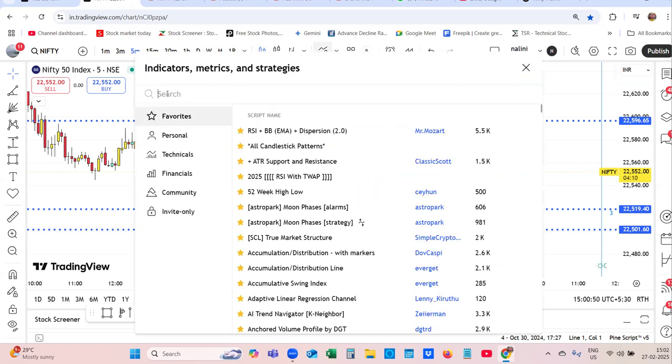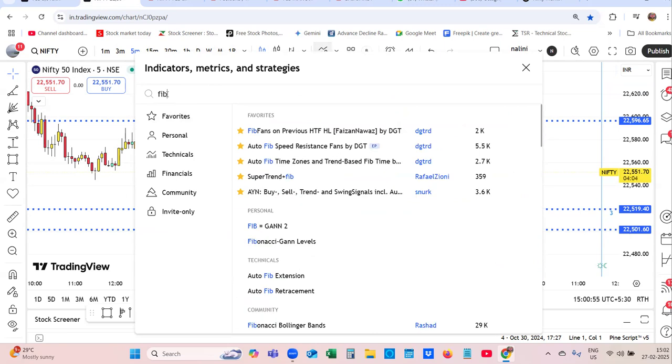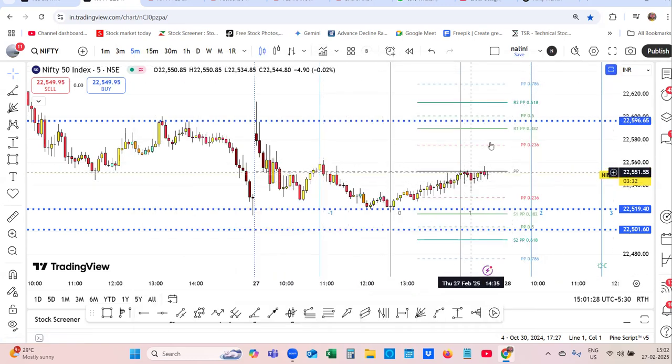You need to go to the indicator section and type fib. If you type fib, you get this indicator, Fibonacci extension, bar retracement, and pivot points. This is by DGTrade. So we must thank this person who has provided this beautiful indicator, which made our trade very simple. So you can apply this indicator as a guidance.